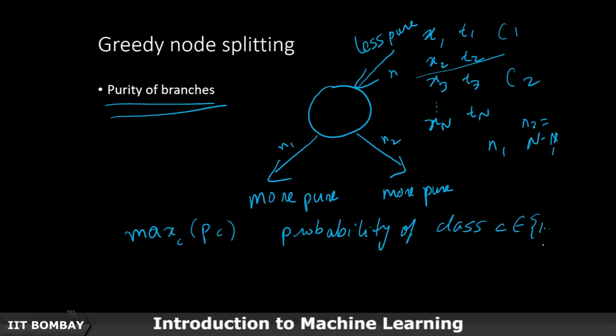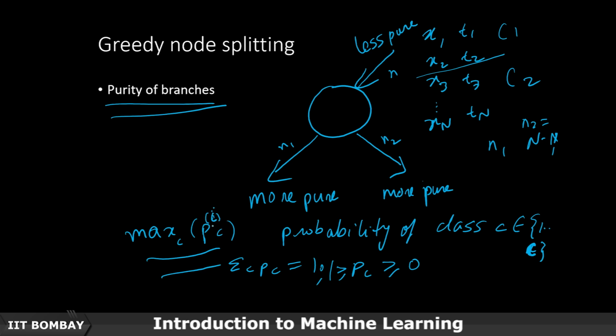So all these Pcs will add up to 1. So sigma over C of Pc is equal to 1, and Pc is greater than or equal to 0. Right, so that's a probability mass function. We want max Pc to be very high, so that means it is very pure. So what is Pc? Pc is the probability of all the classes that are coming to the ith node.